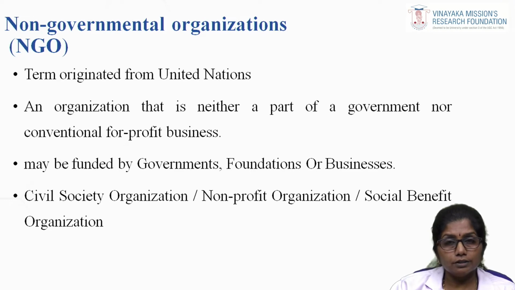According to the United Nations, any kind of private organization that is independent from government control can be termed an NGO, provided it is not for profit, non-criminal and not simply an opposition political party. In many countries, NGOs are also called civil society organizations or non-profit organizations, otherwise called social benefit organizations.